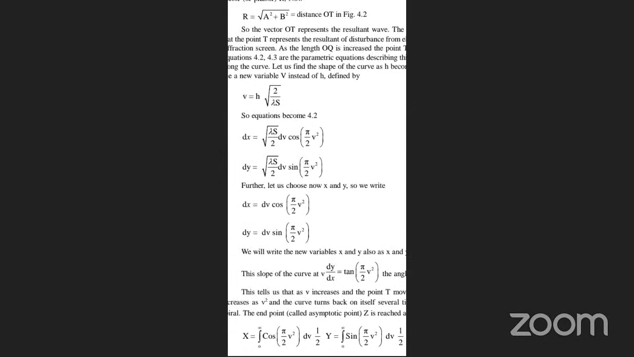Further, let us choose new x and y. So we write dx is equal to dv cos π by 2 v². Then dy is equal to dv sin π by 2 v². We will write the new variables x and y. This analysis is somewhat complicated compared to single and double slit. Single and double slit are important. Here we only observe how to approach the diffraction phenomenon using a straight edge.